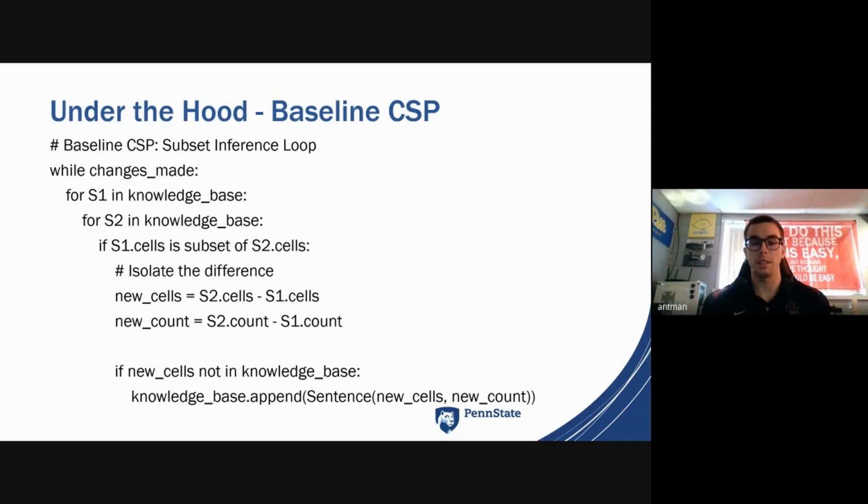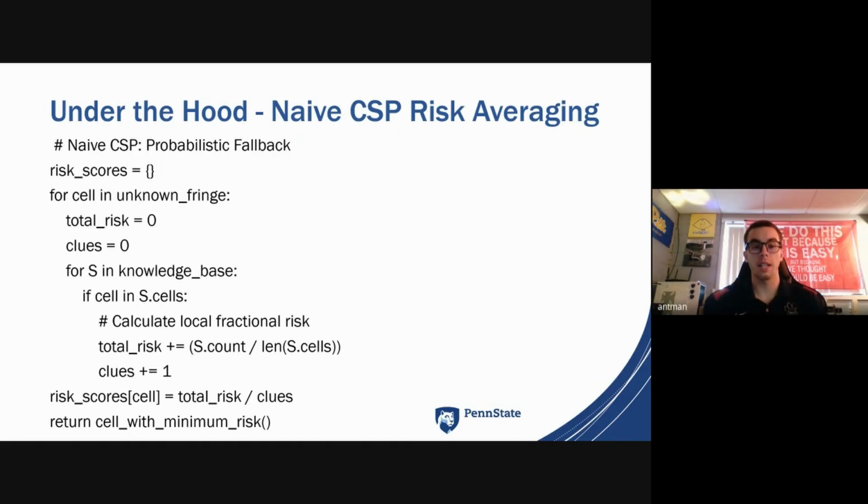This while loop continues to fire recursively until the length of the knowledge base stabilizes, meaning no further mathematical guarantees can be extracted from the current board state. When that CSP loop fails, the naive CSP agent attempts to calculate risk. Here's the mathematical fallback it executes.